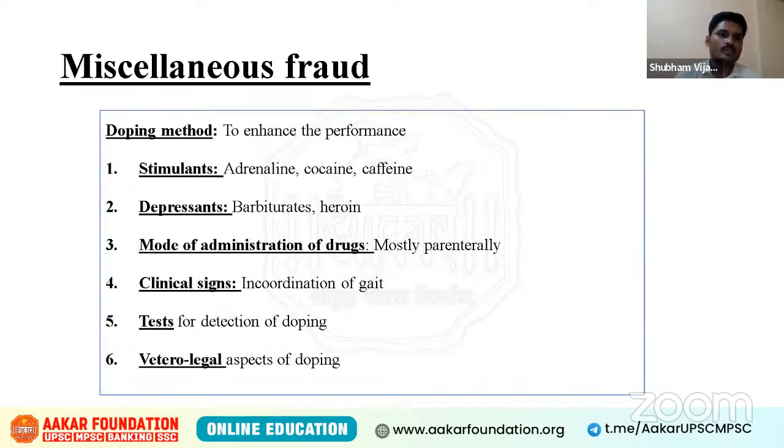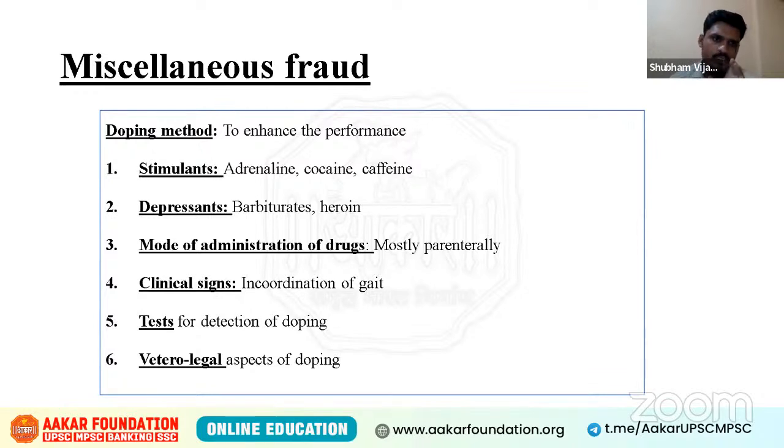Now, here, miscellaneous frauds. We have seen frauds, but here again, we will take a few more frauds. People do so many different types of frauds, not just in the sale of livestock, not just in the sale of meat, milk, but they can also do some miscellaneous frauds. And those all come under doping. Doping, you must have heard, and this word is completely associated with performing athletes. They used to take some chemical or some agent which will enhance their performance, so that they can perform well. And that is called doping.